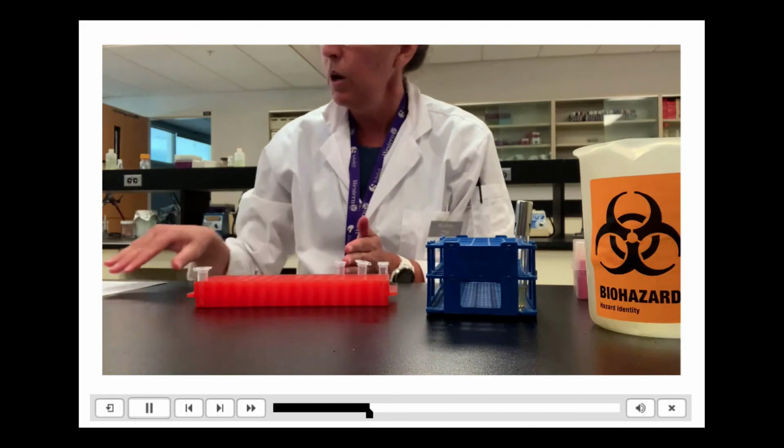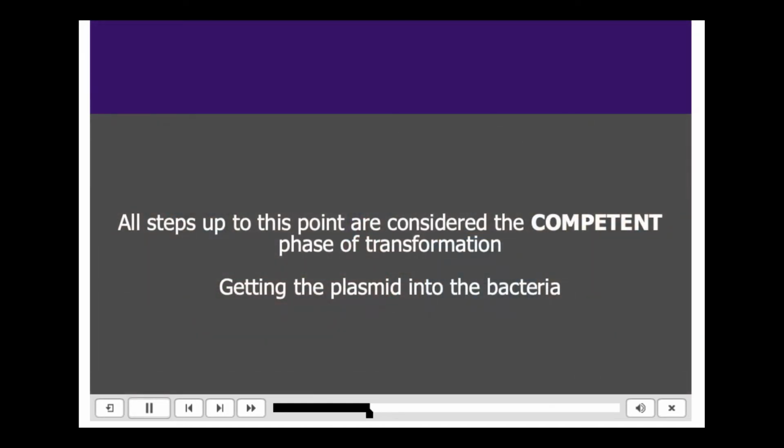We can consider that there are two phases to transformation. All steps up to this point are considered the competent phase of transformation, which means just getting the plasmid into the bacteria. However, simply getting the plasmid into the bacteria does not mean we have a successful transformation yet. We also need to transcribe and translate and replicate the plasmid. That is the next phase, which is the lag phase.